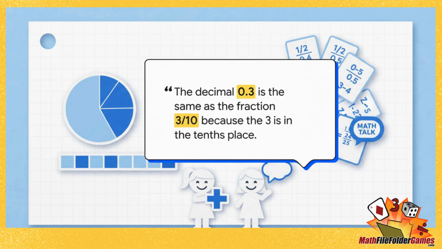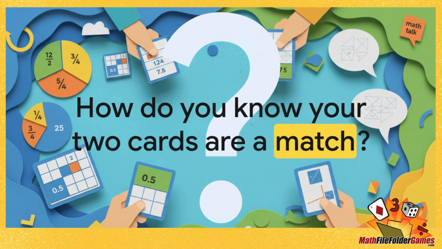And then listen to how their partner builds on it. They agree, but then they add another whole layer of understanding connecting the decimal's place value right to the fraction. I mean, that's peer-to-peer teaching happening right there. It's awesome. And you, as the teacher, can take it even deeper with one simple question. Just asking, how do you know? That little prompt pushes them to explain their reasoning, which really solidifies their own understanding.